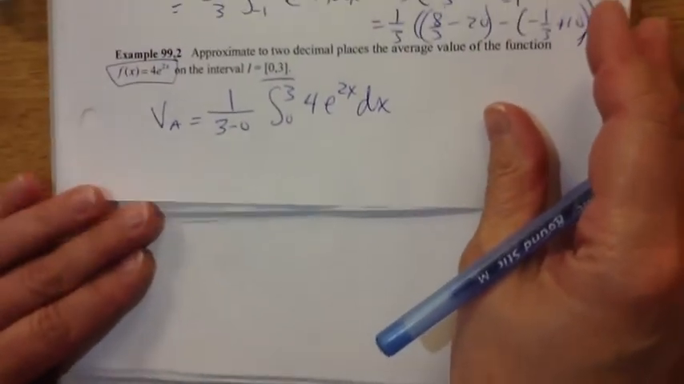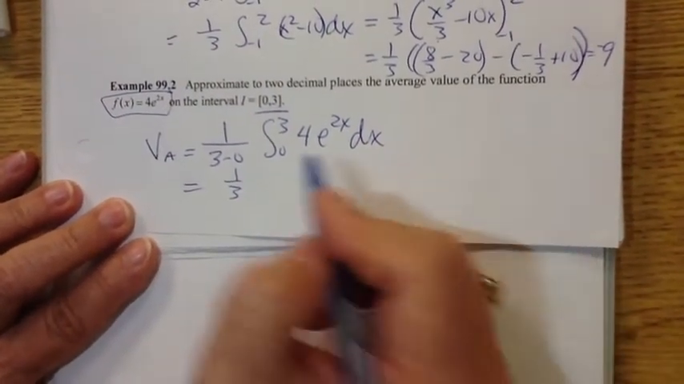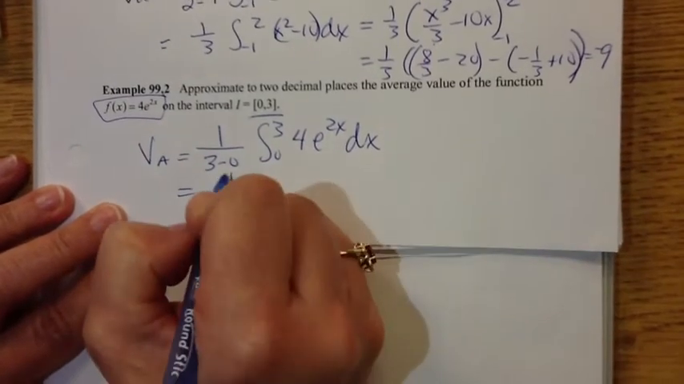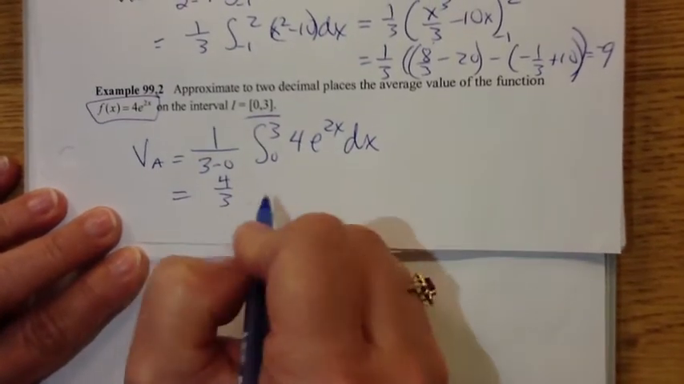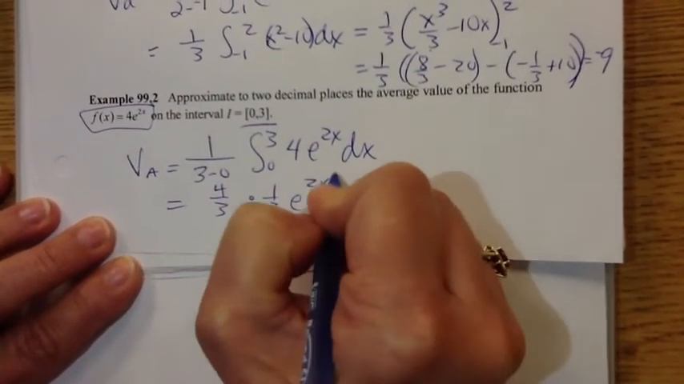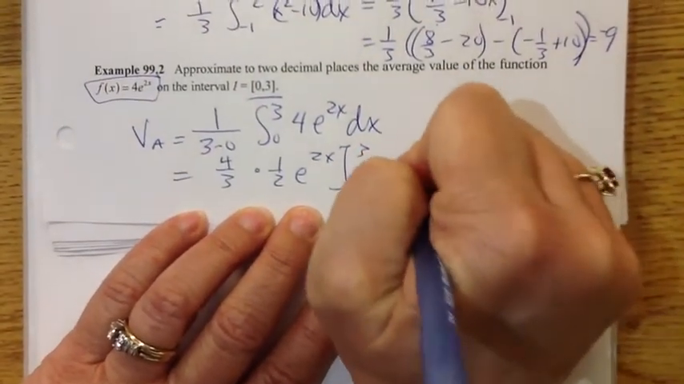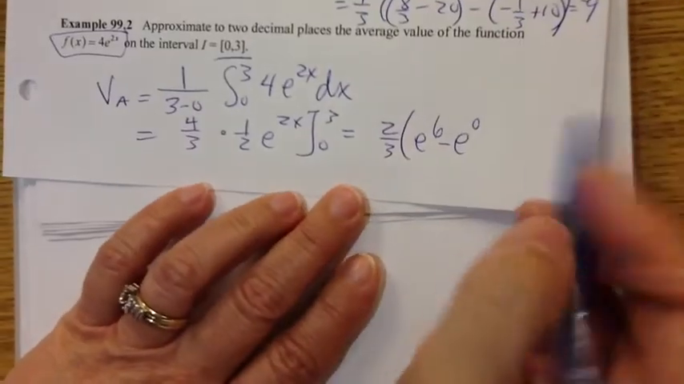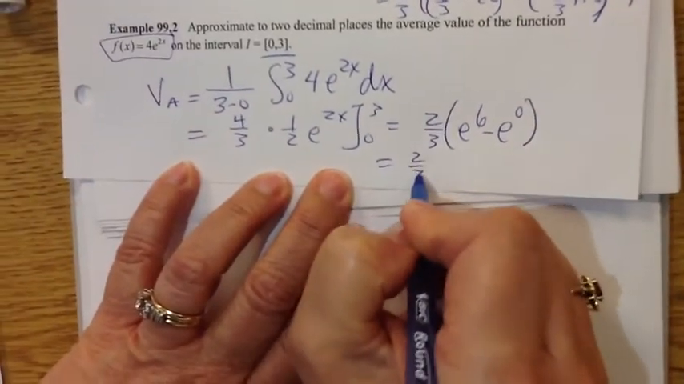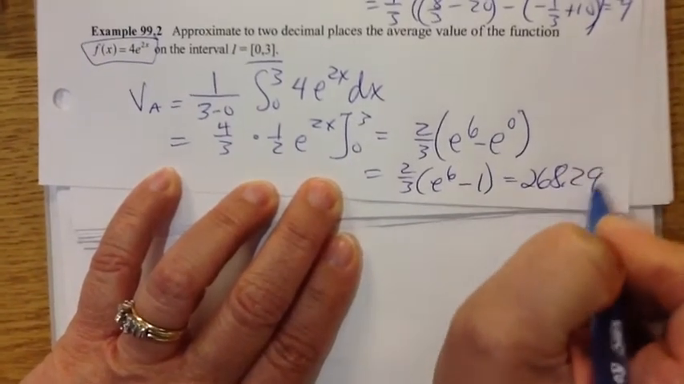So now I've got 1/3, and I'm going to integrate this. How do you integrate that? Let's bring the 4 out. What's the integration of e to the 2x? 1/2 e to the 2x, going from 0 to 3. So what I could do is say 2/3 times e to the 6th minus e to the 0. Be careful of e to the 0. It equals 1. There you go. So e to the 6th minus 1. Put this in your calculator and you get that number. There's your average value to 2 decimal places.